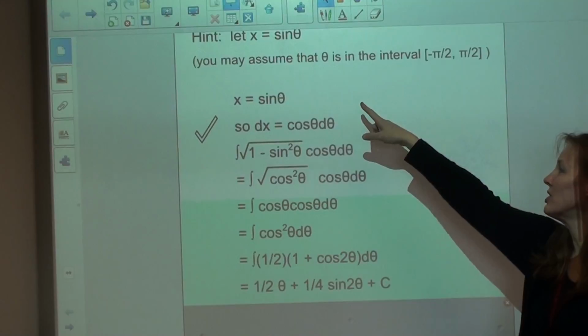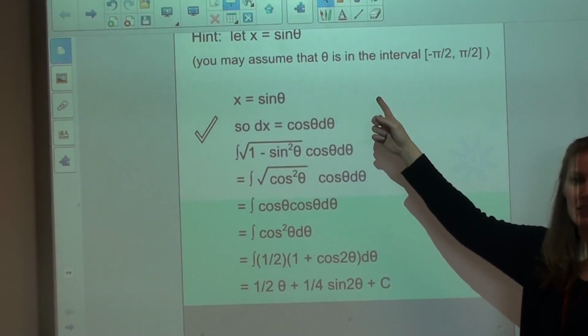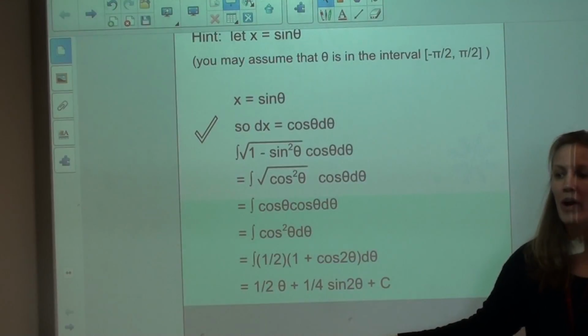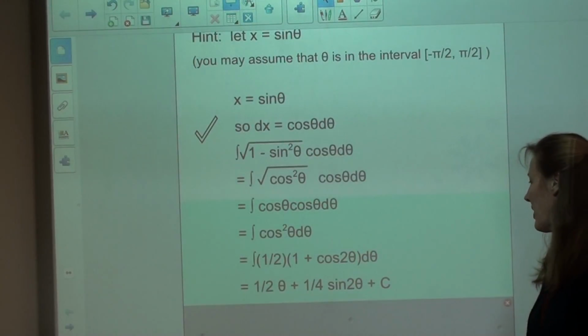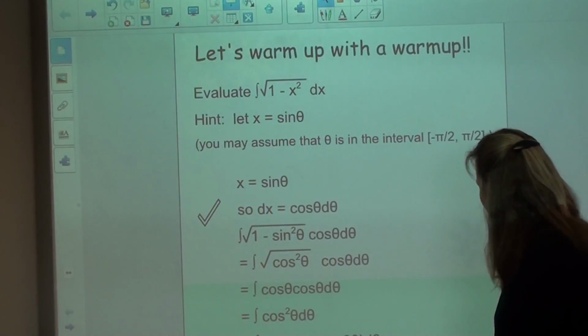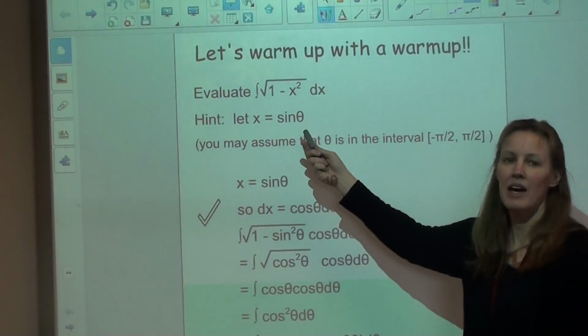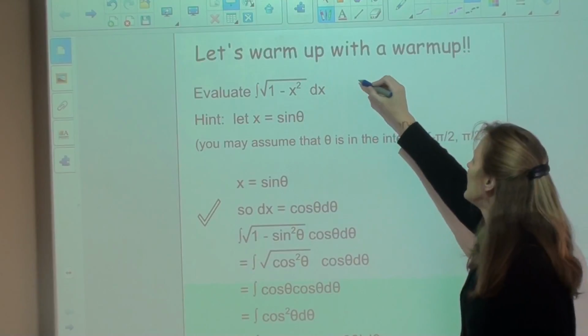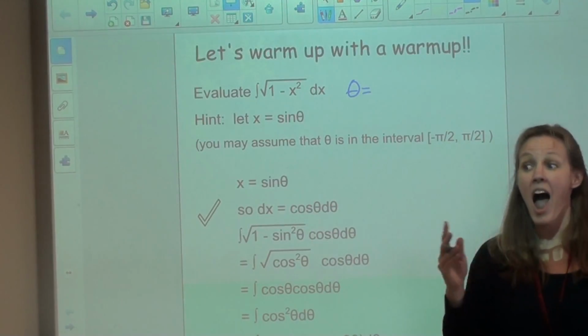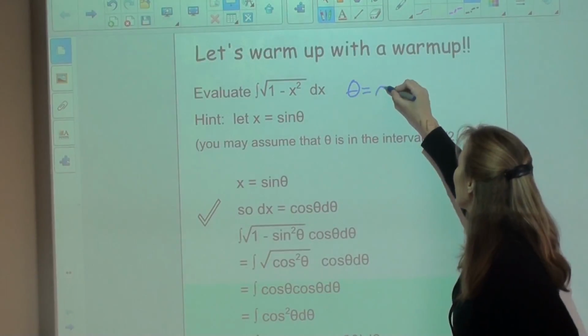Here's the problem. The original function is written in terms of x, right? So we have to have our answer be in terms of x. How do we make our answer be in terms of x? We go back up here and we say, well, let's see. If x equals sine theta, that means that theta equals what? Arc sine x.